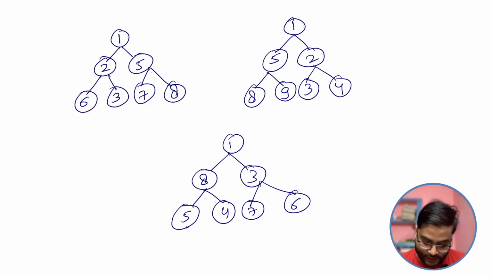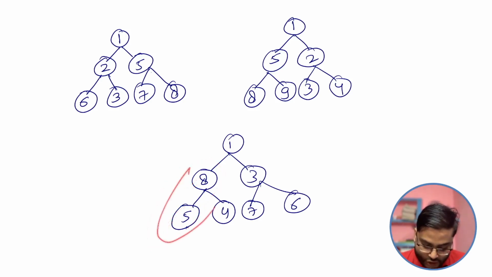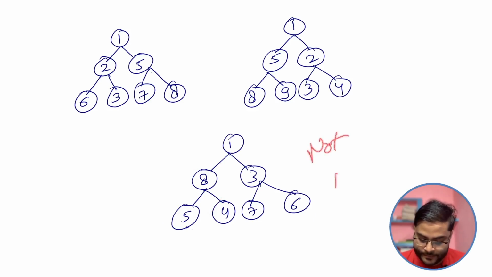Okay, now come to this one. So 8 is a child of 1. It follows the property. 3 is a child of 1. It follows the property. 5 is a child of 8. Does it follow the property? No, right? So this is not a min heap. Even if any child doesn't follow the property, then it will not be a min heap.